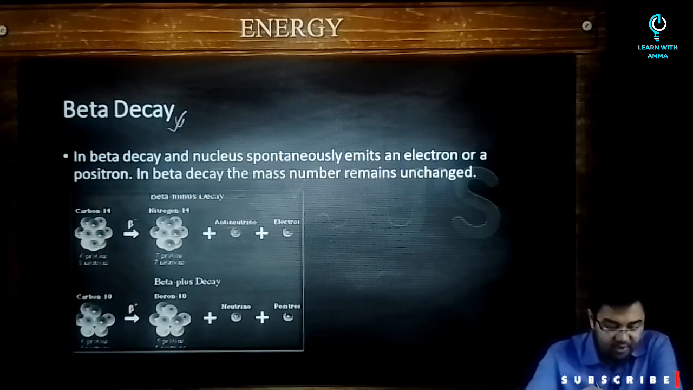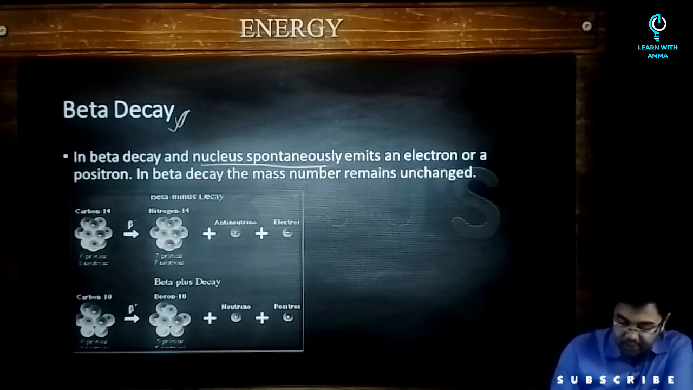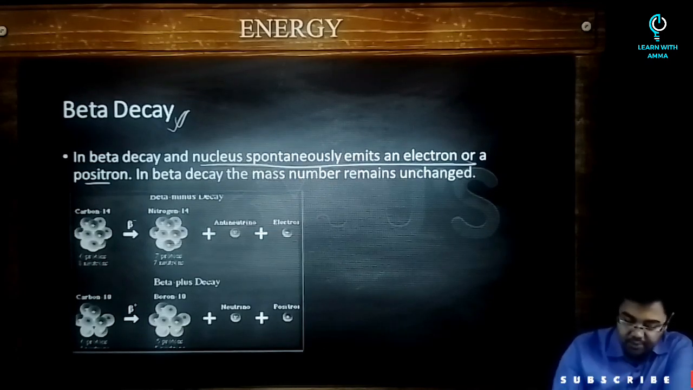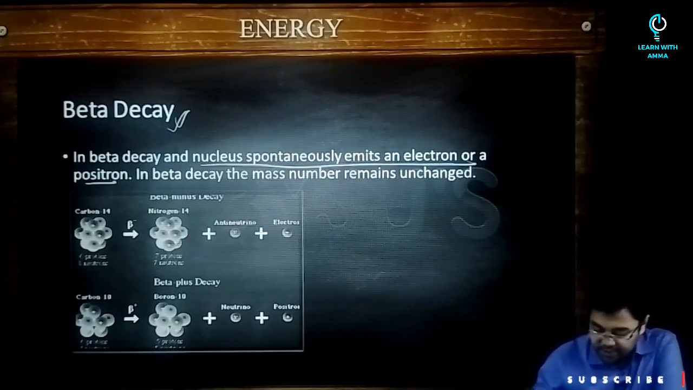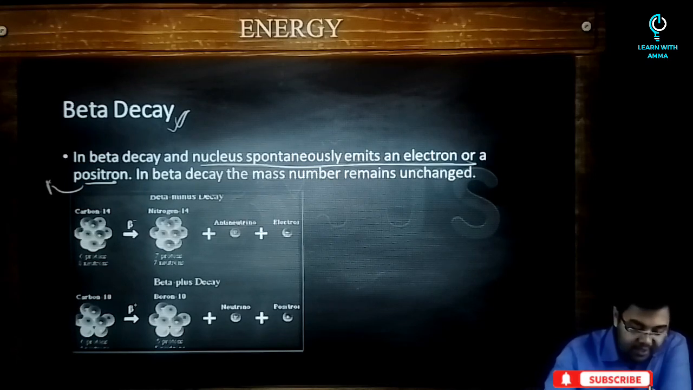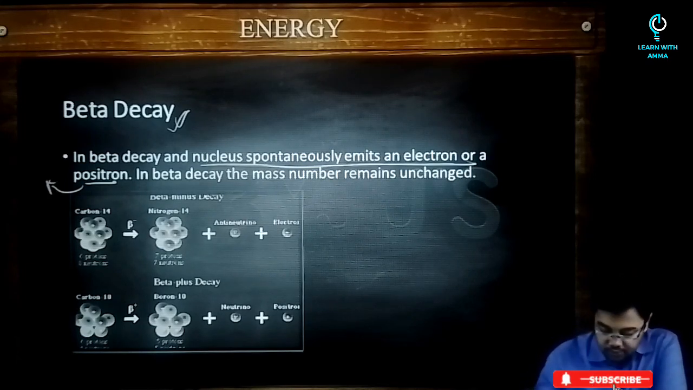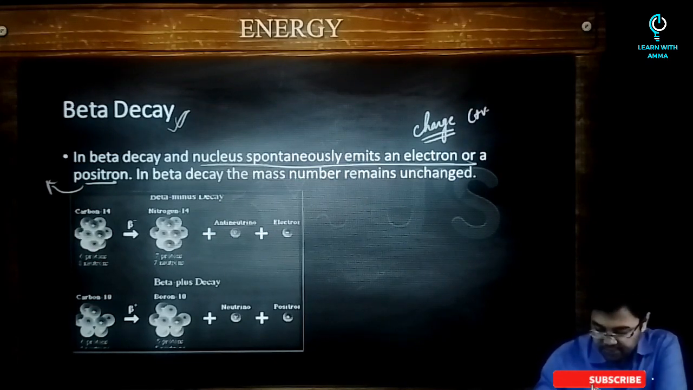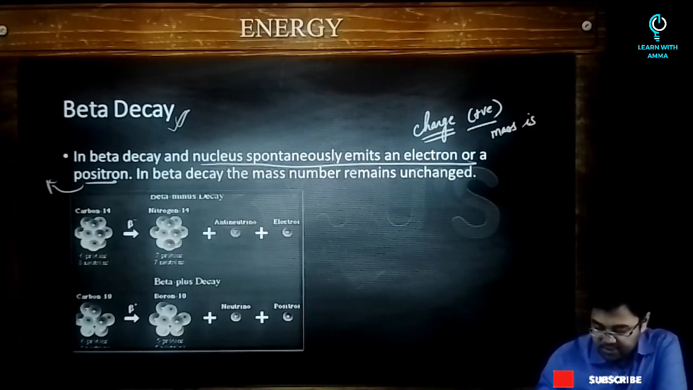Then you have something called beta decay. In beta decay, the nucleus spontaneously emits an electron or a positron. What is a positron? A positron is the antiparticle of the electron. What that means is that the charge is the same in magnitude but positive in the case of the positron, and the mass is the same.